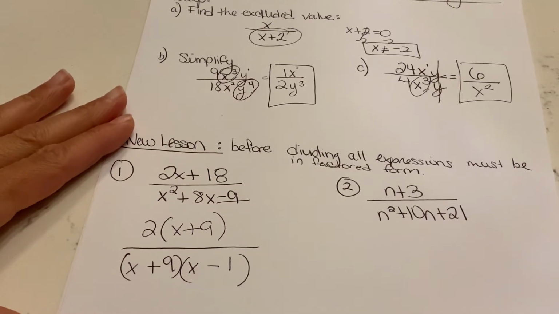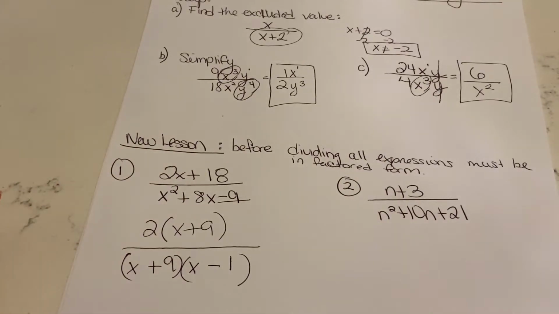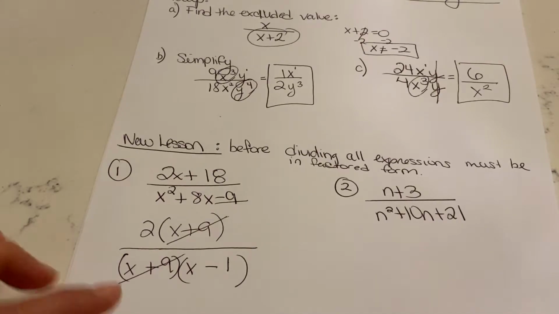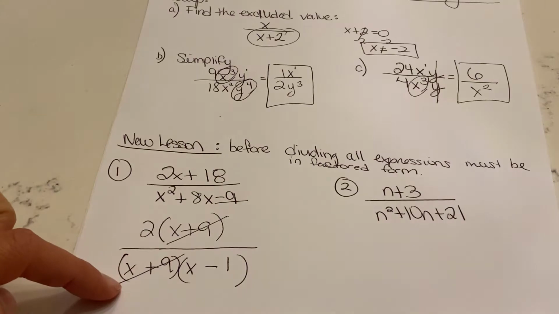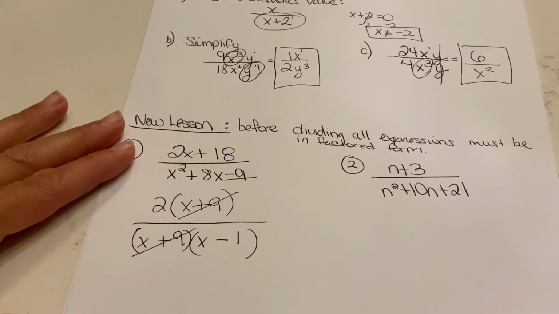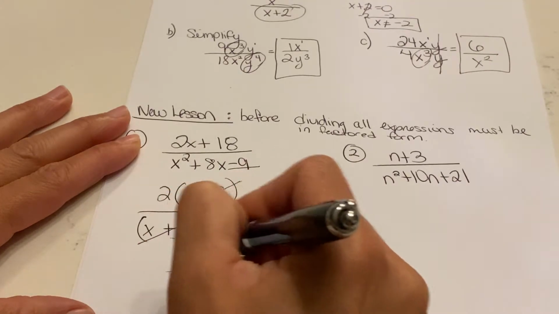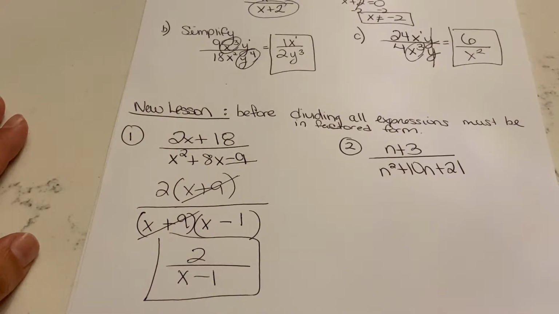All right. So now my numerator and my denominator are both factored. Now I'm able to see, can I divide anything? Okay. And in this case, I am able to divide because x plus 9 and x plus 9, they're exactly the same. So I'm able to divide them. Evenly divisible between these two expressions. So what's left over? I'm left with a 2 in the numerator and an x minus 1 in the denominator. So this is my expression. Okay, let's try another one.